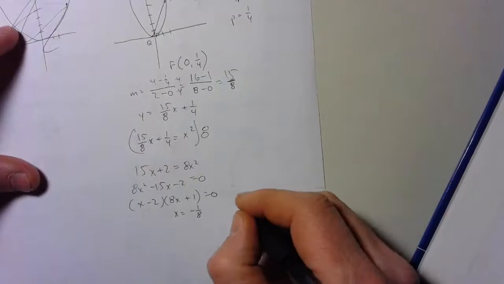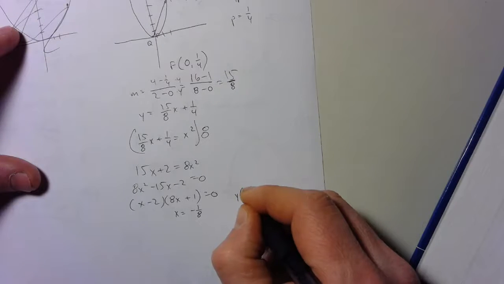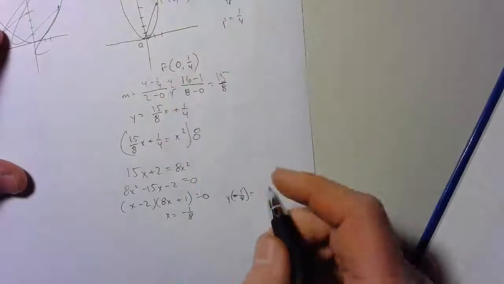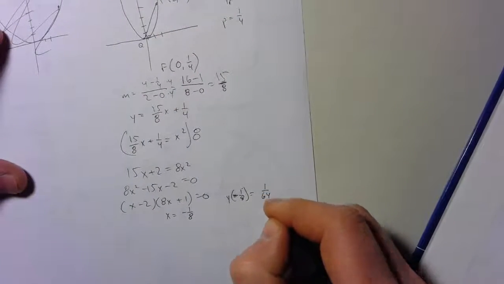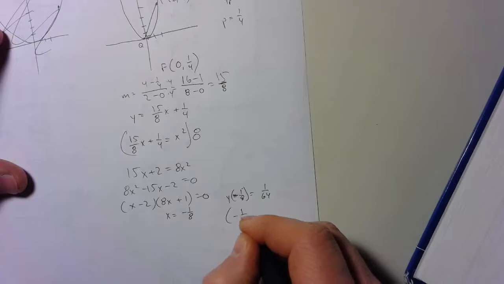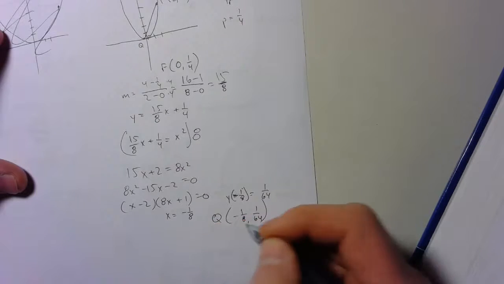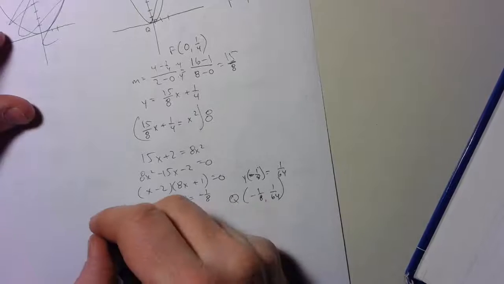I plug it in there. I can plug it into either one, and I'm just going to plug it in there because it's easier. That's 1/64. So there's Q, and there's part A done.